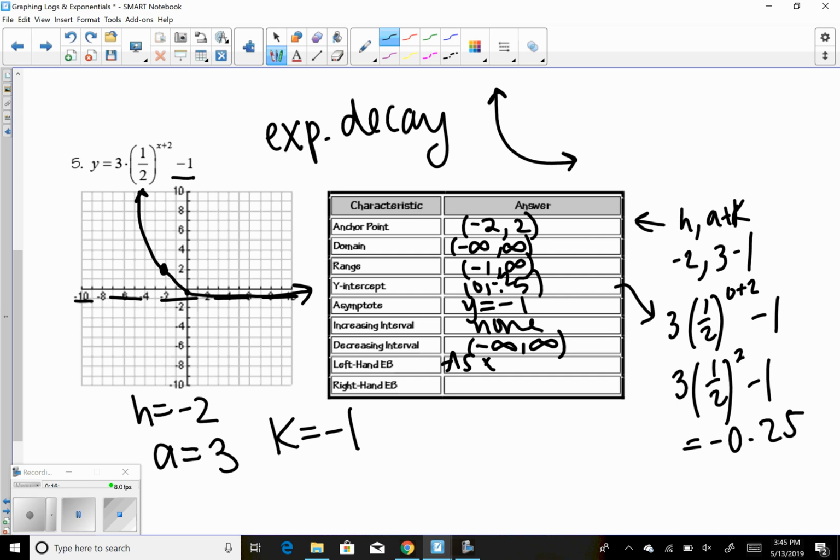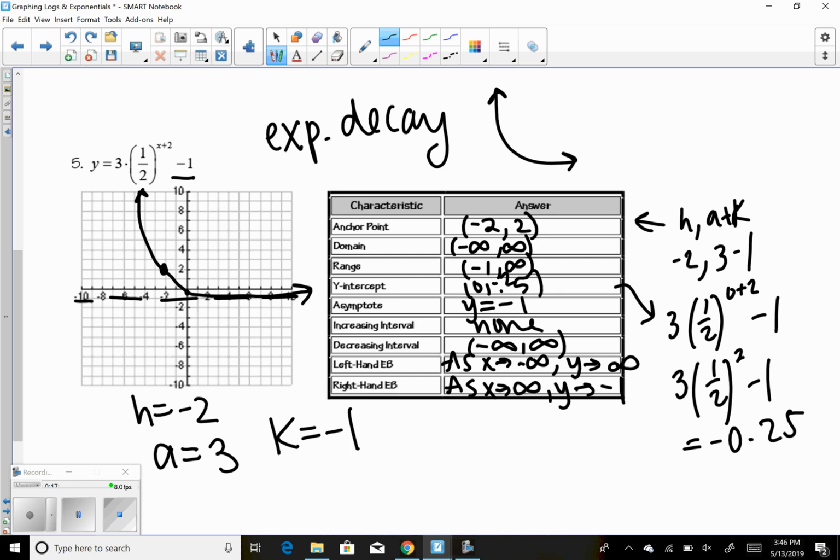Left end behavior. As x goes to negative infinity, y is going where? Well, that arrow is pointing up. It's going up high. And on the right, as x goes to positive infinity, y is going flat, right? To negative 1.